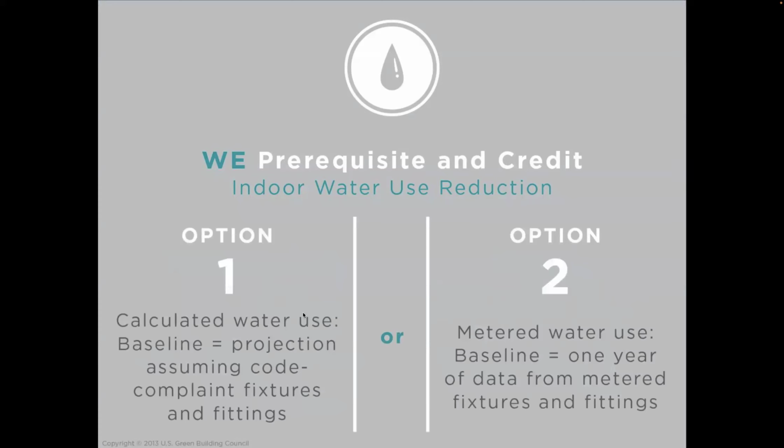So again, calculated water use baseline equals projection codes or metered use. It's a lot easier to use the calculation levels, and people actually prefer option 1. But if you choose not to do that, you do have the second option, where you meter it and then calculate your use off of your billing data.